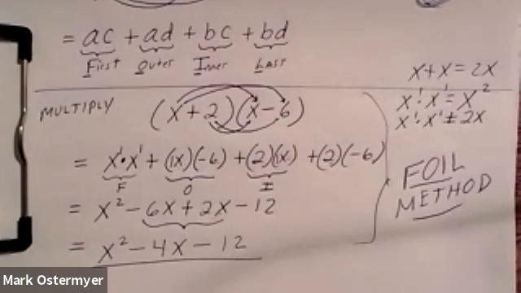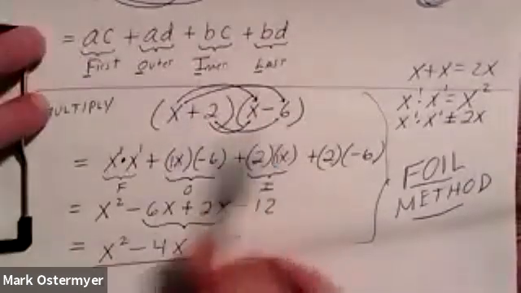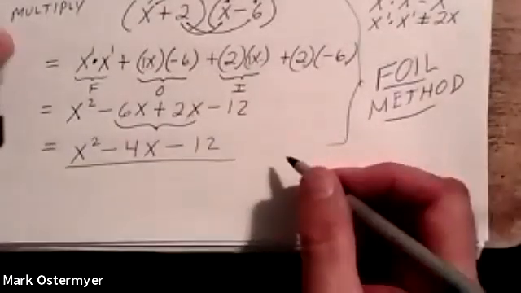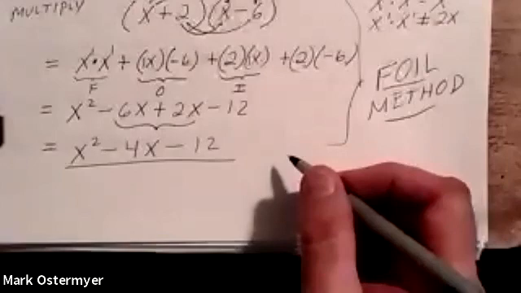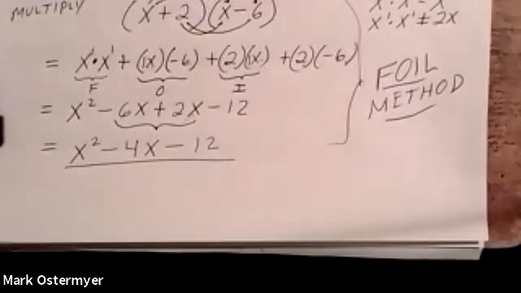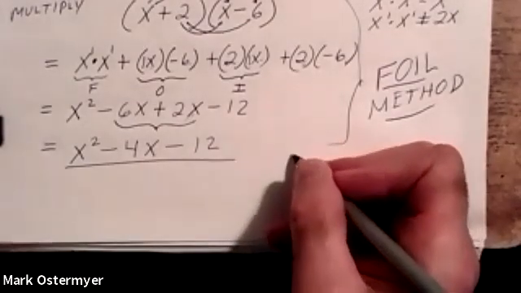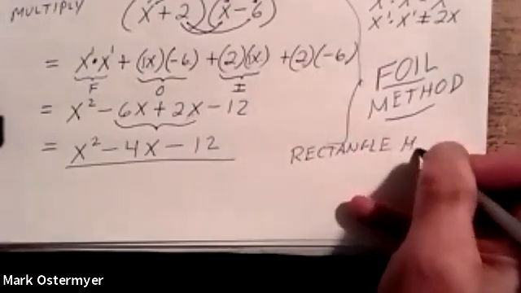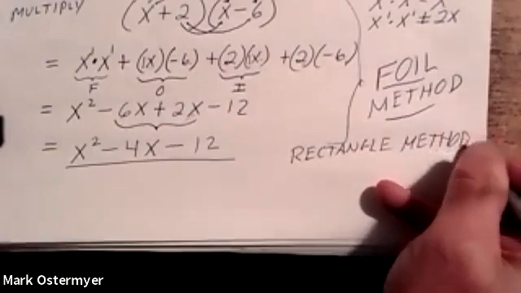I am going to show you one other way, and I'll let you decide which method you want to go with. The FOIL method is a pretty streamlined way of doing things. There is another way. It is called, what does your author call it? I think your author calls it the rectangle way. The rectangle method for multiplying binomials together or polynomials together in general.